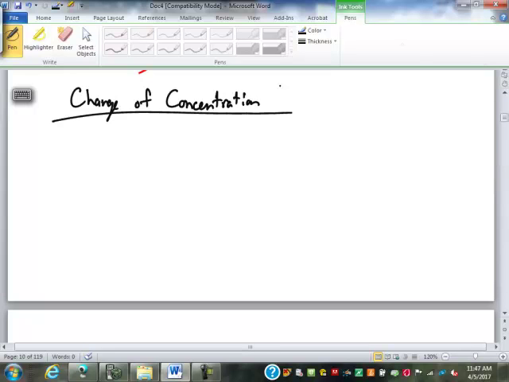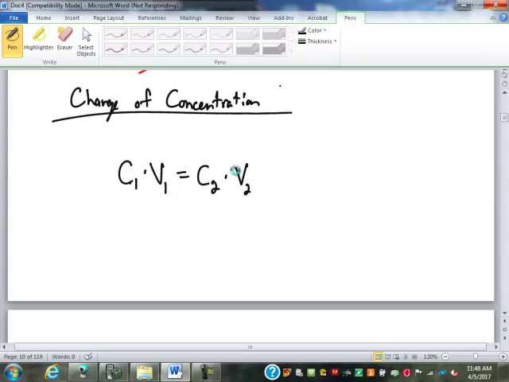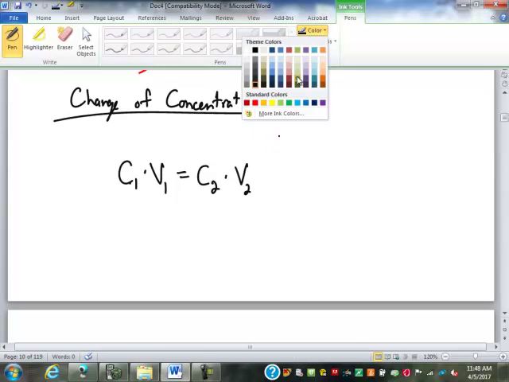And that change of concentration formula was C1 times V1, the first concentration times the first volume, is going to equal C2 times V2, the final concentration times the final volume, as long as all we add to this is water or neutral solution, something with no medicinal value. So this saves us a lot of work. We did some of this with our dilutions earlier, and this saved us a lot of work having to go through all the steps of dilution.